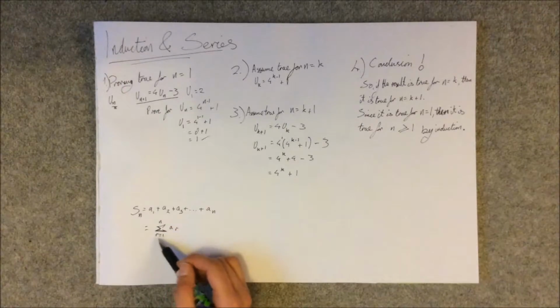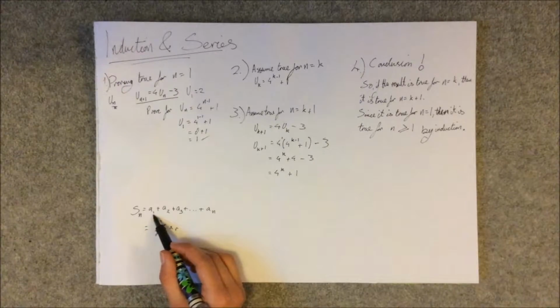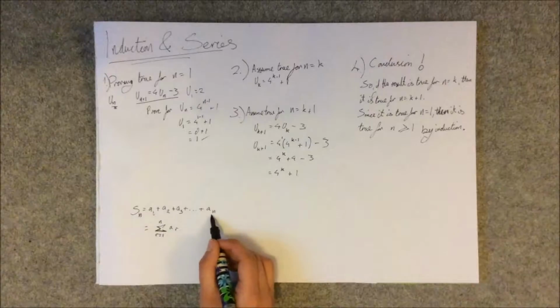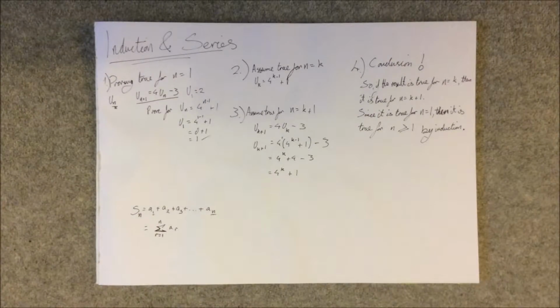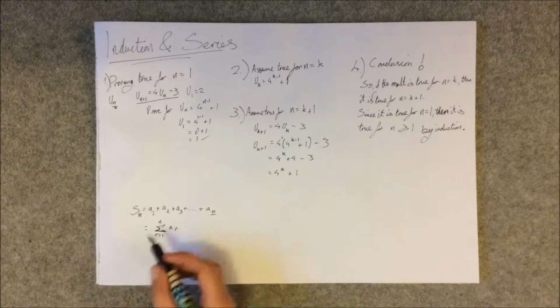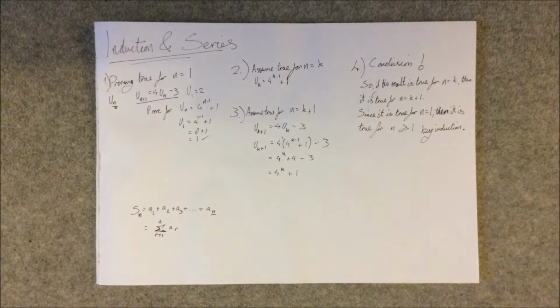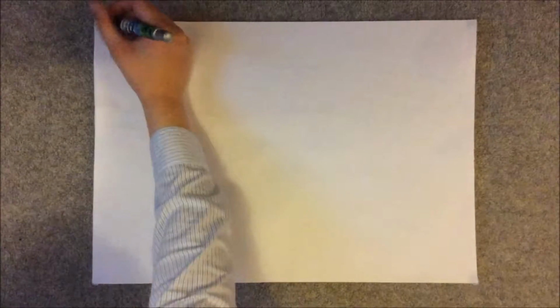The number you start with, the first one, which in this case is 1. The number you go up to, which in this case is n. See, pretty simple. And the sigma is just used to mean sum of. Yeah, that's very basic. Okay, so the next part of this video is method of differences.